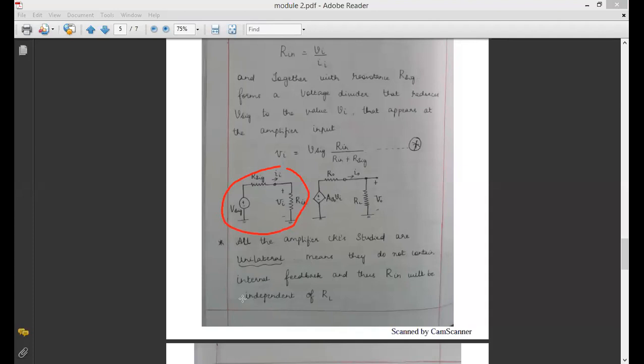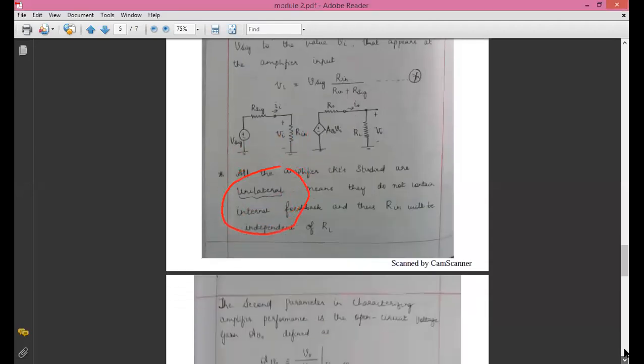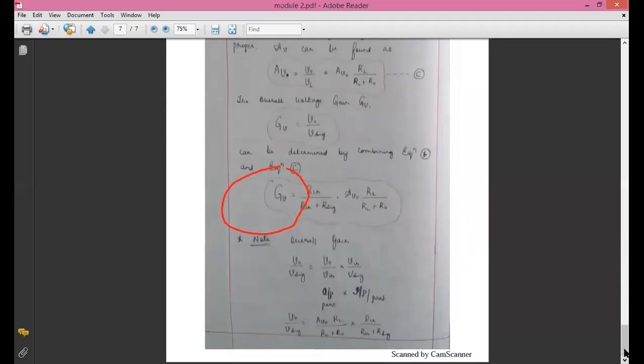So I have to do it like that. Now how to find VI by V signal? I am applying the divider rule. VI, I am applying the divider rule here. See here, you can see here. So if you see here.